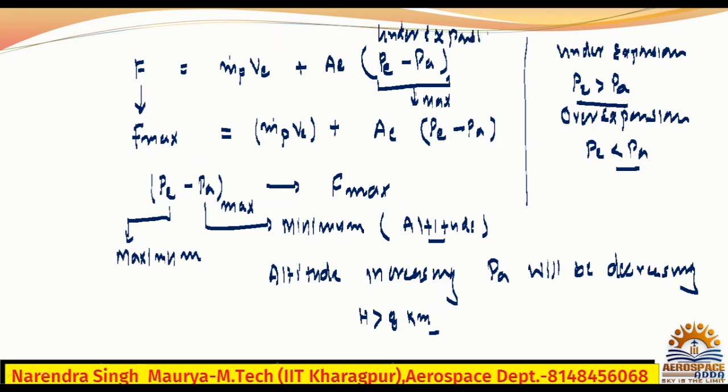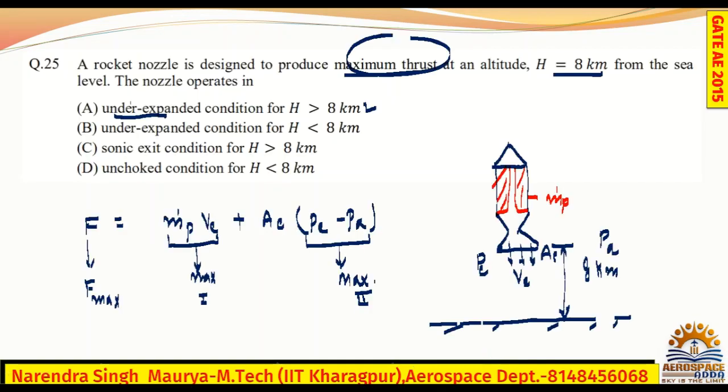Okay, if PE is greater than PA, and obviously if you are going in the upward direction, PA is decreasing. It means you will always get PE greater than PA. And if this condition is satisfied, then it is called under expansion. All right. So that option is your answer. There are many ways to understand. This is the one explanation I have given to you.